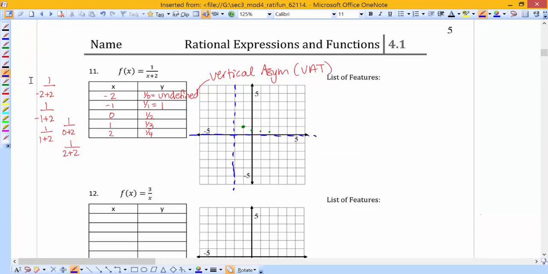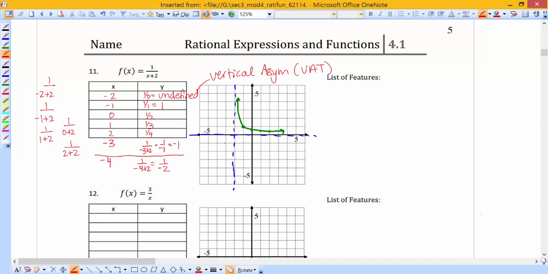But I only have points in one spot. And I know that this graph, because of the asymptotes and my knowledge of rational functions, is going to have something that looks like that. But I'm missing stuff over here. So I'm going to plug in -3 and -4 as well into my table. So when I plug in -3, 1 over -3 plus 2 is 1 over -1, so -1. And then when I plug in -4, 1 over -4 plus 2 is 1 over -2.